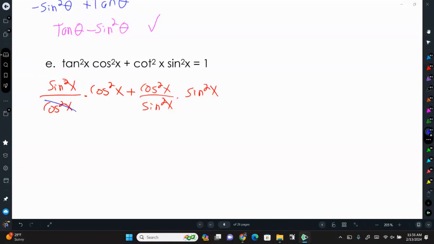We can cancel off these cosines, and we're left with sine squared x. We can then cancel off these sines, and we're left with plus cosine squared x. Well, like I was saying earlier, we know that sine squared plus cosine squared is equal to 1, which is what we were trying to get up here. So we verified the identity.